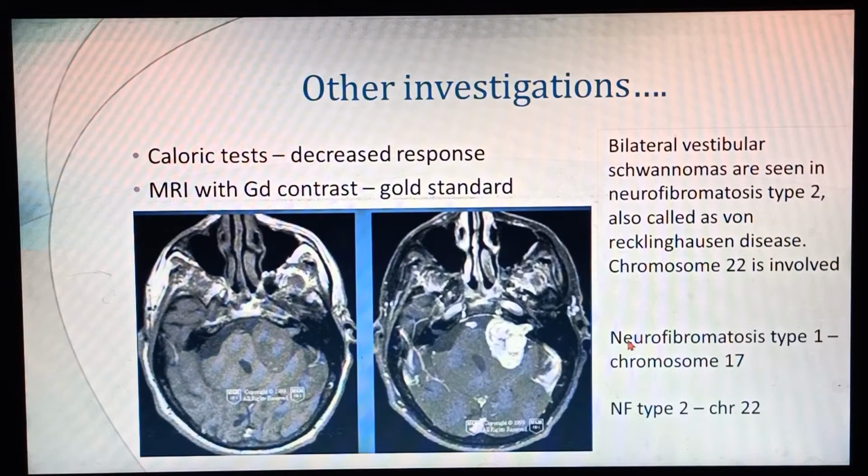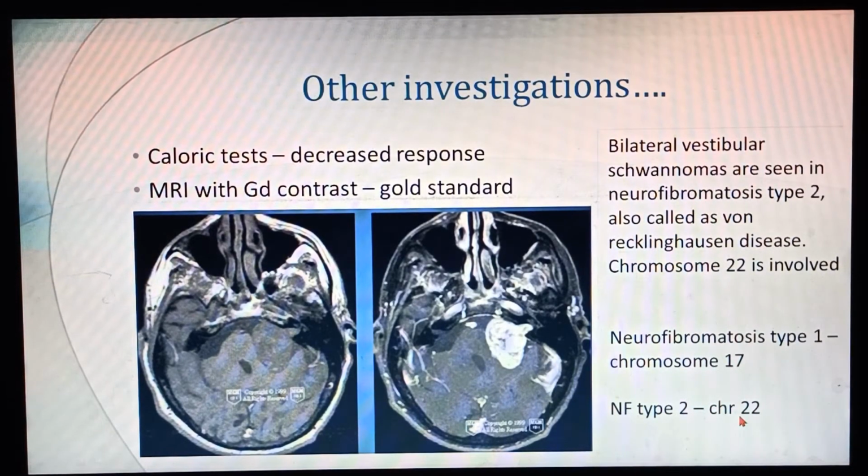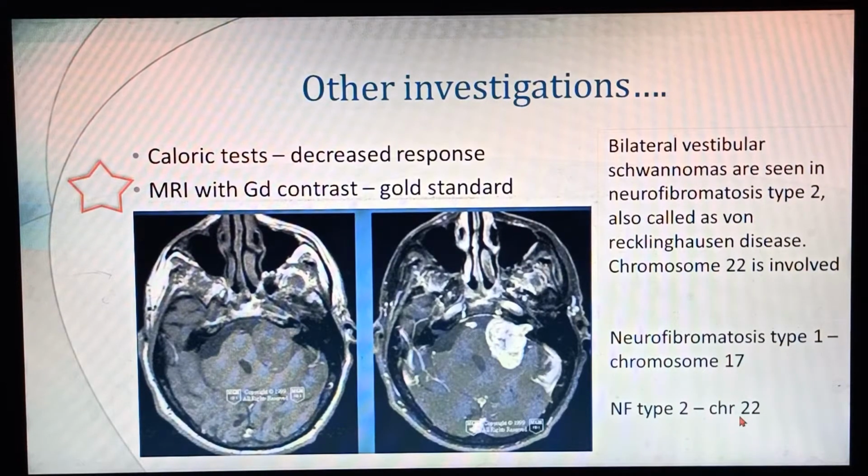Just for your remembrance, to remember which chromosome is involved in neurofibromatosis type 1, if you count the number of letters in neurofibromatosis, it will be 17 letters. So you can remember it as chromosome 17. And in NF type 2, NF has 2 letters and it is type 2. So 2, 2. So chromosome 22. Likewise, you can remember it like a mnemonic. Okay. So this is one of the most frequently asked MCQs.